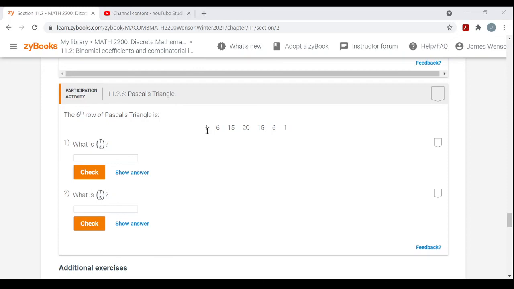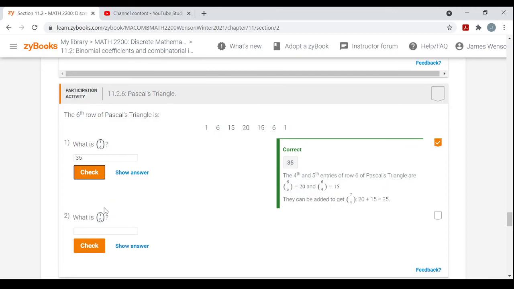All right, so here is the 6th row. This is 6 choose 0, 6 choose 1, 6 choose 2, 3, 4, 5, and 6. What would be 7 choose 4? Remember, in order to find 7 choose 4, I need 6 choose 4 plus the one before it, 6 choose 3. So 6 choose 3 is 20, 6 choose 4 is 15, and 20 plus 15 would be 7 choose 4, which is 35.